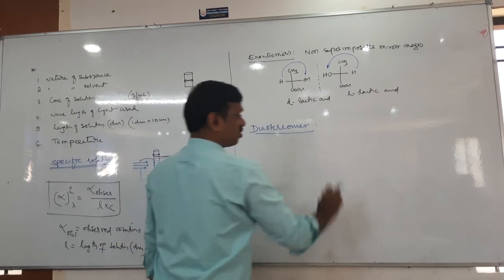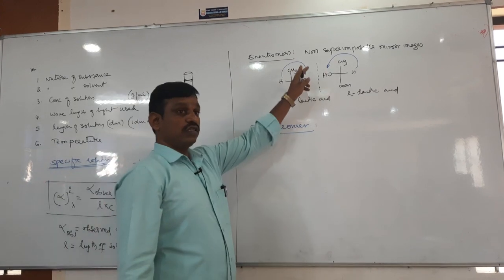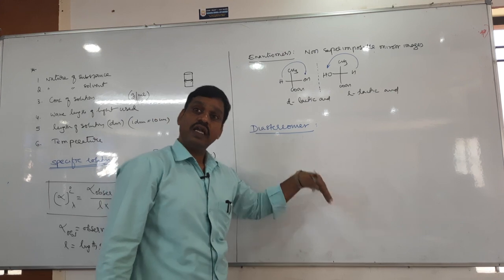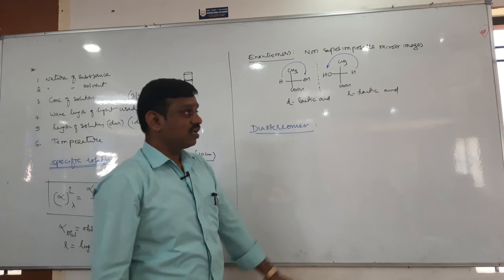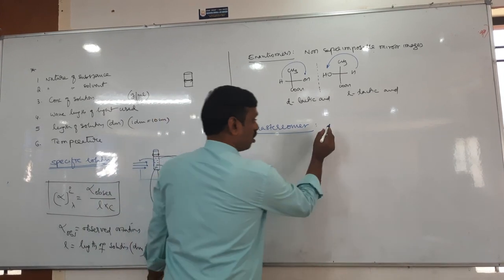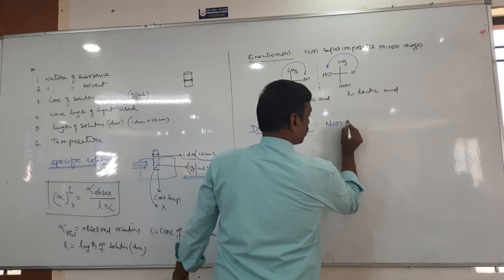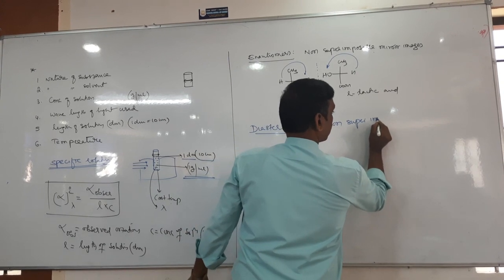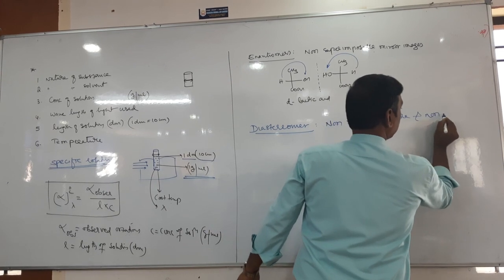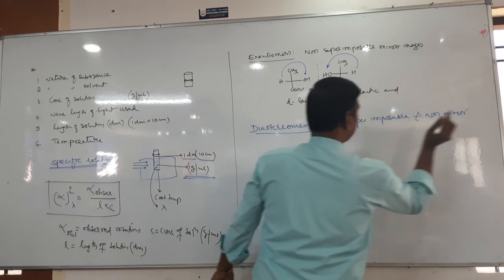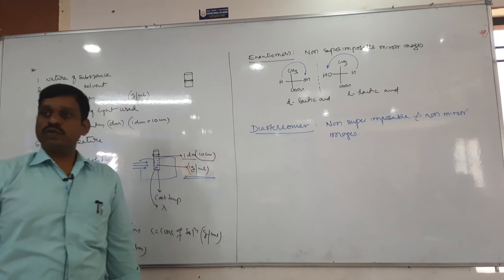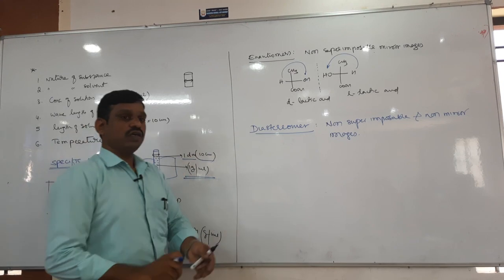So diastereomers, see, these are also non-superimposable, and non-mirror images. Enantiomers are actually mirror images, here they are non-mirror images. Therefore, non-superimposable and non-mirror images are called diastereomers.